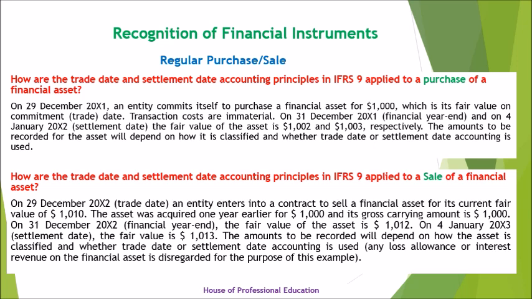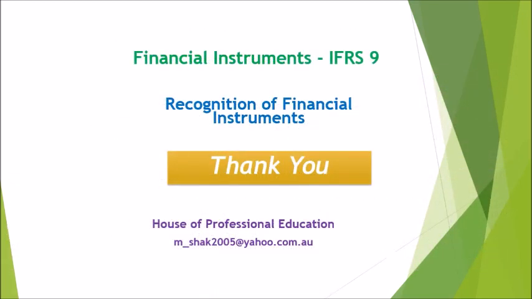But if we are recording our financial asset based on amortized cost, then the change of fair value will be ignored. On the other hand, if we are recording the financial asset sale through trade date basis, then we will record receivables at 1010, and the change in fair value amounting to $10 will be recorded as profit through retained earnings through profit and loss account. So viewers, this is all regarding this topic.